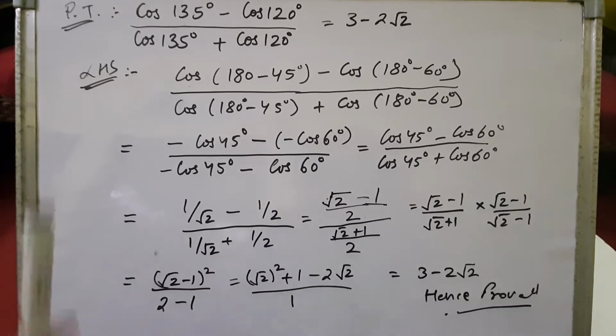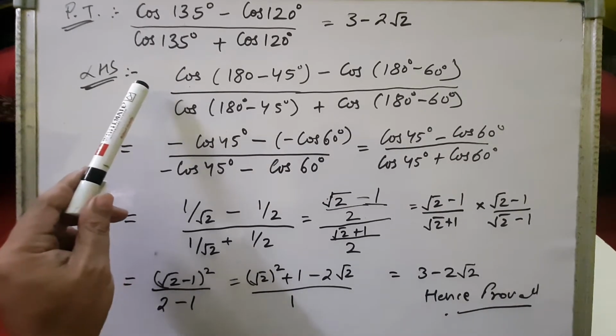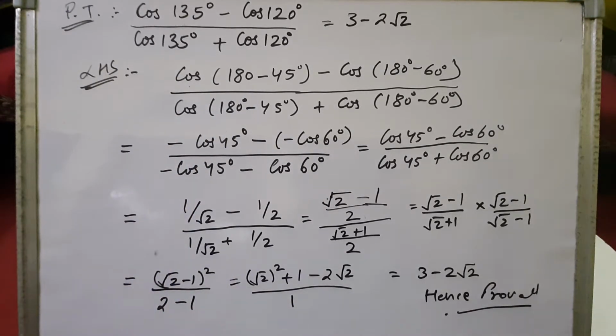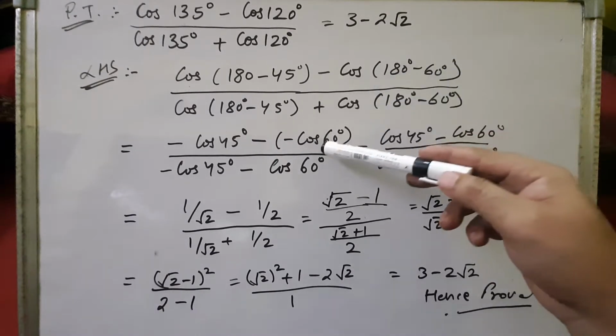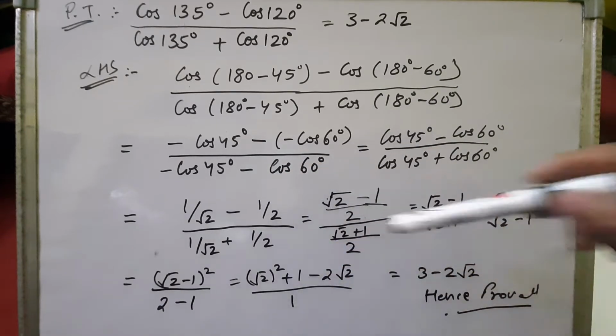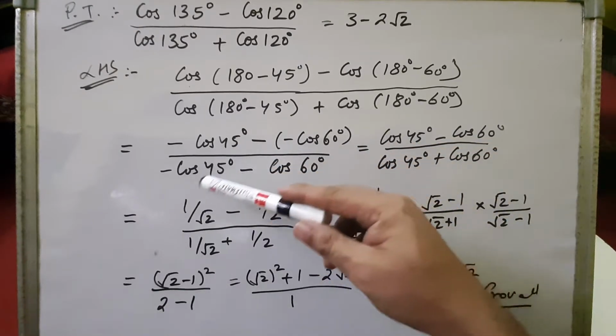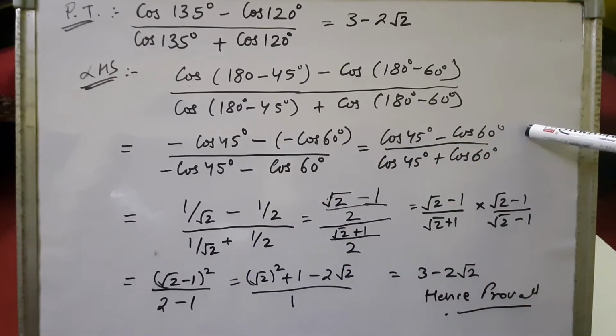Cos 135 can be written as cos(180 minus 45). Cos 120 can be written as cos(180 minus 60). Right, children? Similarly, in the denominator, cos 135 is cos(180 minus 45) and cos 120 is cos(180 minus 60). Now, we have studied that cos(180 minus theta) is minus cos theta. It will be minus cos 45 minus cos 60, and same in the denominator. So this minus minus will get plus, and when we take minus common from both the numerator and denominator, we'll get the value (cos 45 minus cos 60) upon (cos 45 plus cos 60).